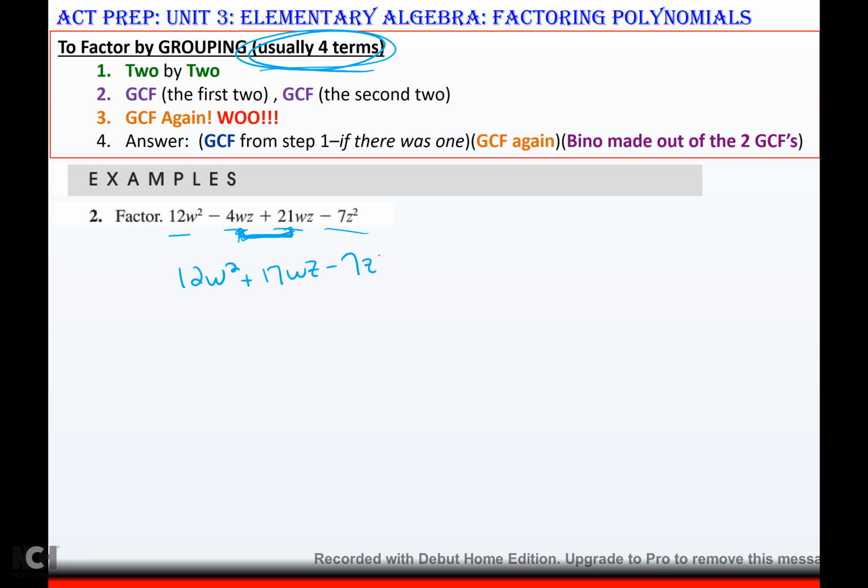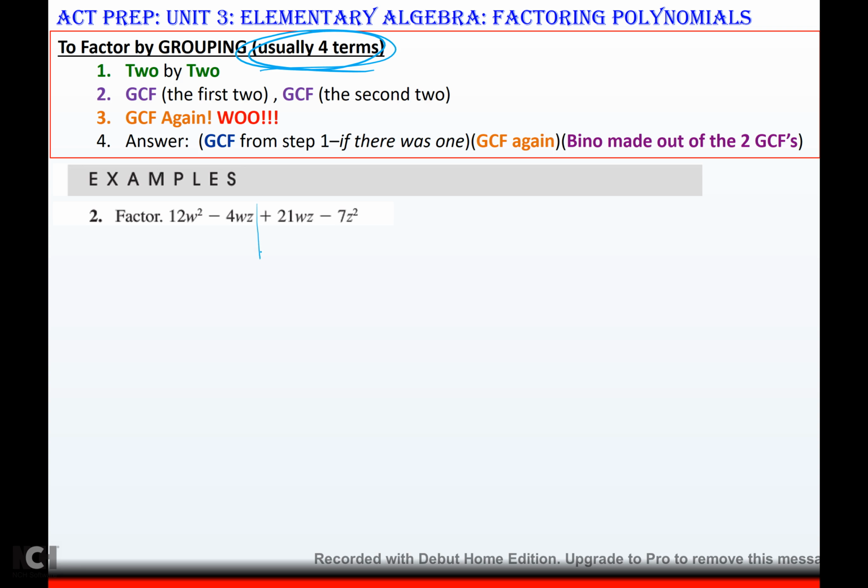17wz minus 7z squared. And in the next day, on day 6, I'm going to teach you how to factor what we call a general trinomial. But yeah, it's hard. I'm going to preach at you and say, always look for PEMDAS first. Except for today, because if you do PEMDAS first, you're going to combine those, and I'm not teaching general trinomial factoring yet. So for today, when you see 4 terms, go for grouping first instead of GCF first.